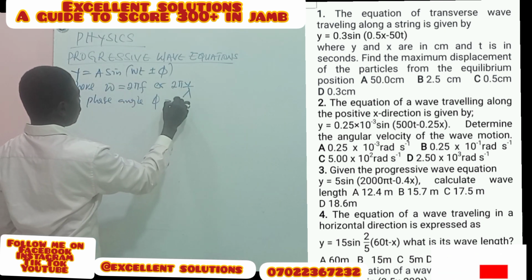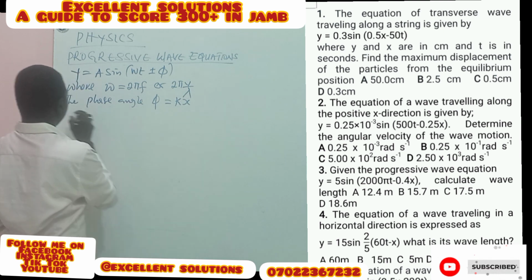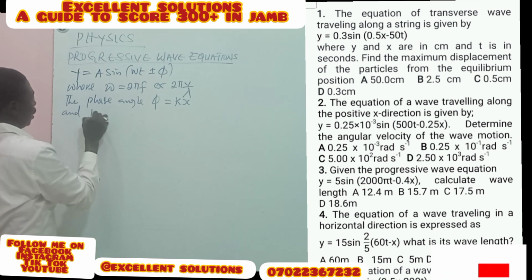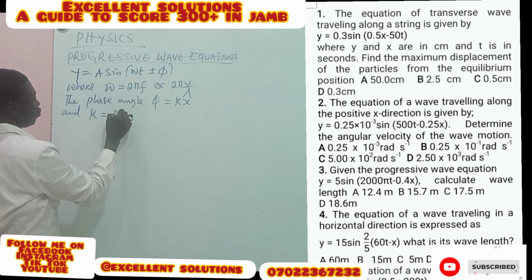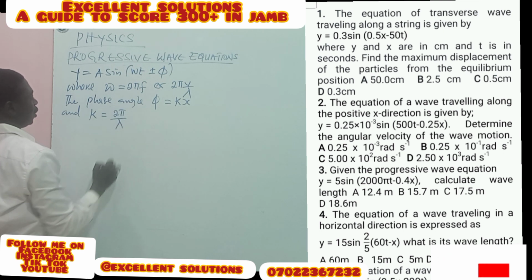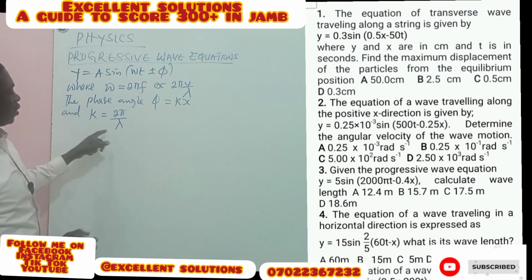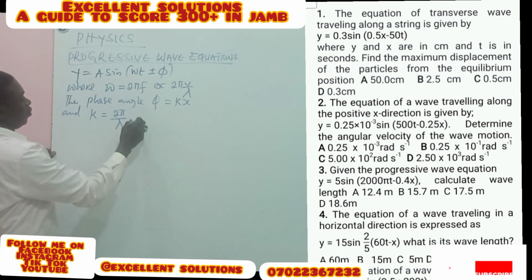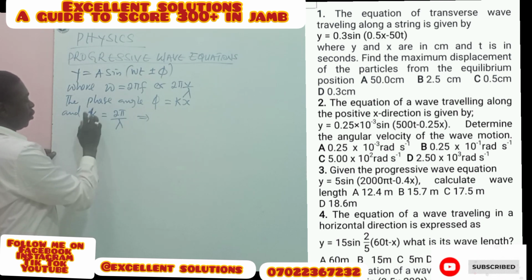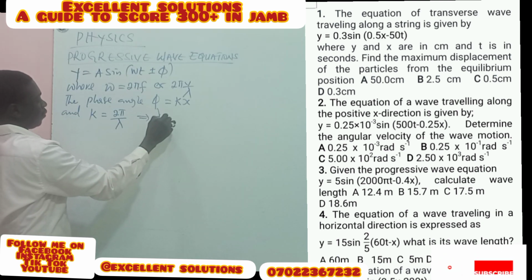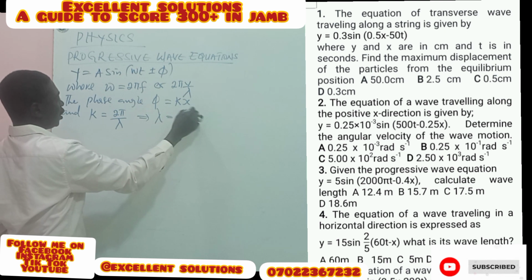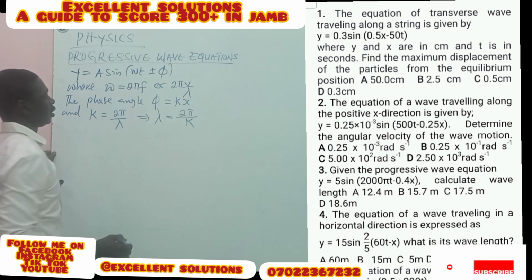the phase angle phi is equal to kx, and our k, the wave number, is equal to 2 pi upon lambda. So if this k is equal to 2 pi upon lambda, we can imply that this lambda, when we make it the subject, we will have lambda is equal to 2 pi upon k.